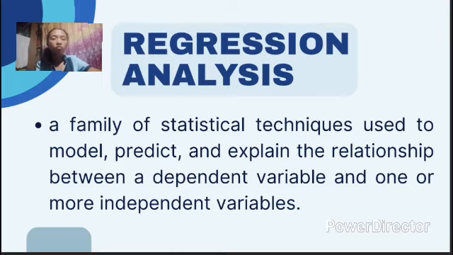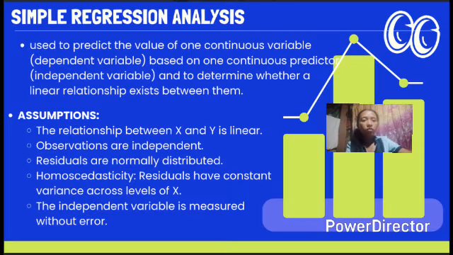Then let's go to the regression analysis. So the regression analysis is a family of statistical techniques used to model, predict, and explain the relationship between a dependent variable and one or more independent variables. So the simple regression analysis is used to predict the value of one continuous variable. So the continuous variable here is the dependent variable, based on a continuous predictor, which is the independent variable, and to determine whether a linear relationship exists between them.